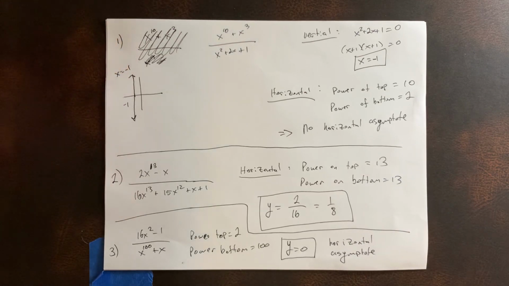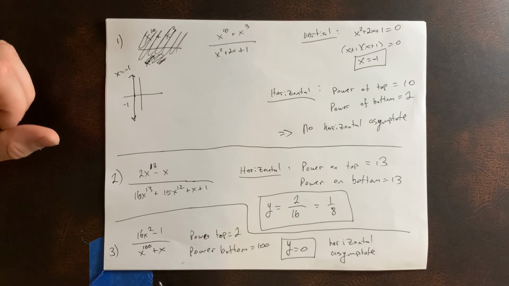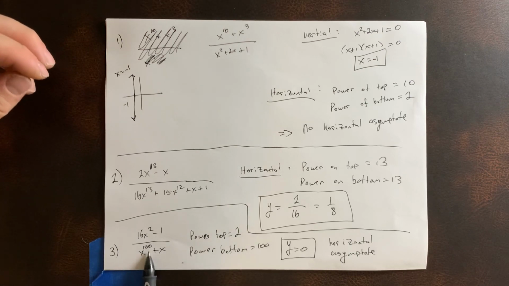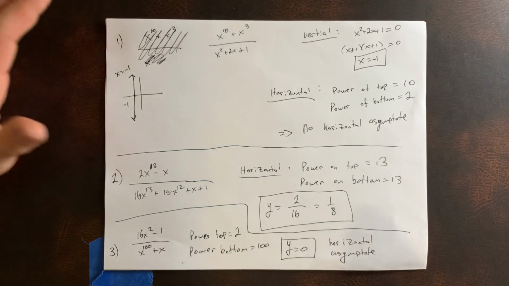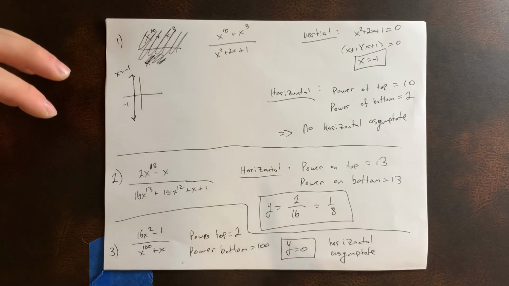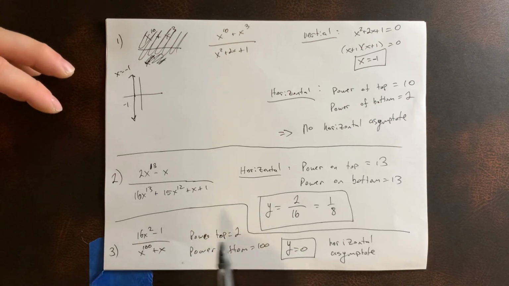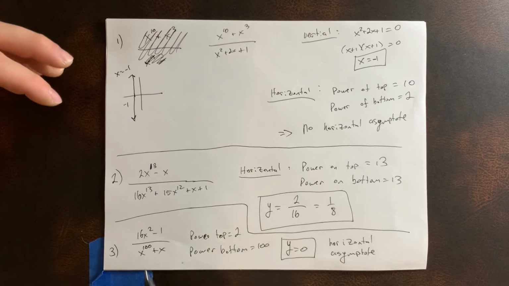And again, to find the vertical asymptote, we would set the bottom equal to 0, but that's hard to do with a 100th power, so you'd need a computer for that. So for the horizontal asymptote, it's going to be 0, and that's because the power on the top, which is 2, is smaller than the power on the bottom, which is 100.